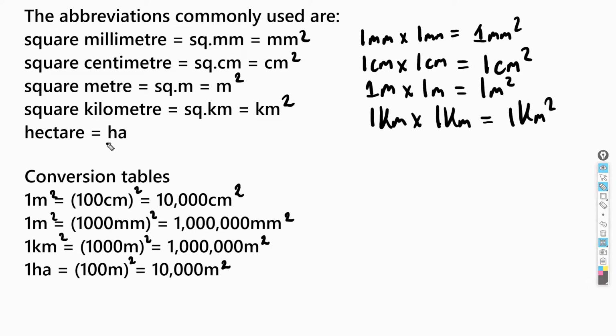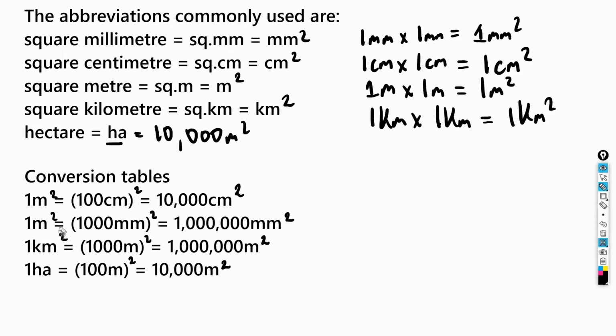And then we have hectares, which is not represented by anything squared. 1 hectare is just equal to 10,000 meters squared, sorry. So 1 hectare is just equal to 10,000 meters squared. So we're going to look at the conversion tables here. 1 hectare is equal to 10,000 meters squared.